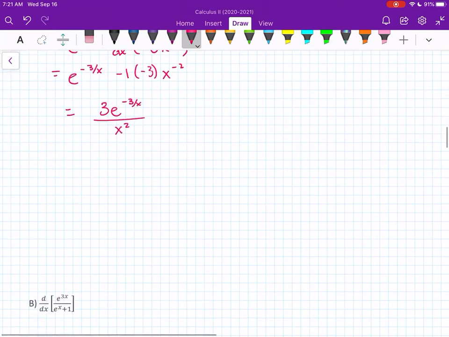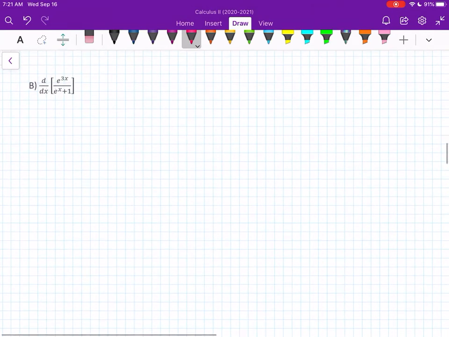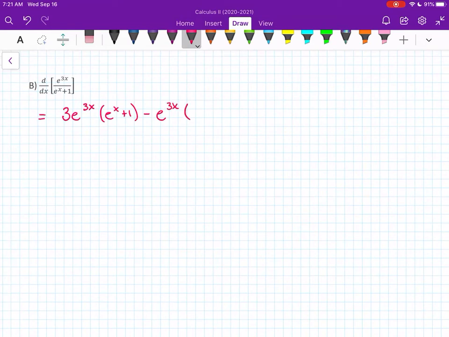Great. Next example, we're trying to find the derivative of e to the 3x over e to the x plus 1. In this one, we're going to use the good old quotient rule. The quotient rule says take the derivative of the numerator, so we get 3 times e to the 3x using the chain rule, times the denominator, minus the numerator, e to the 3x, times the derivative of the denominator, which is just e to the x, all over the denominator squared, e to the x plus 1, quantity squared.